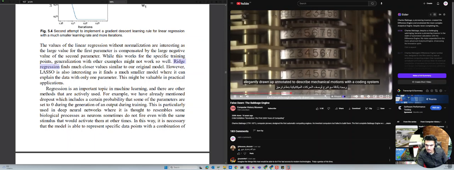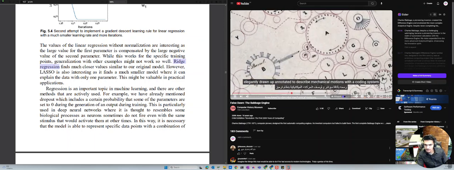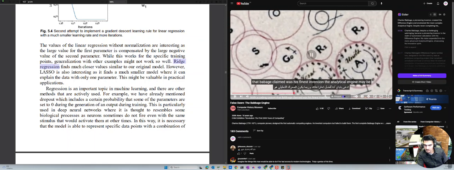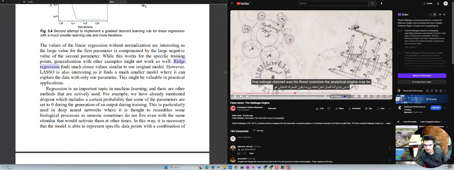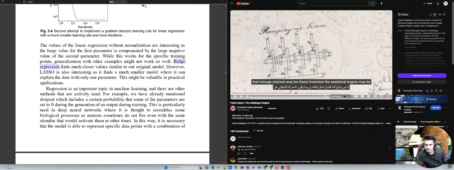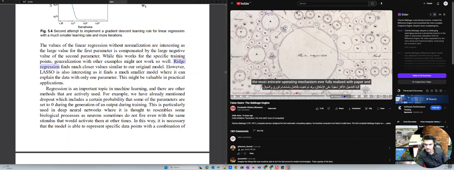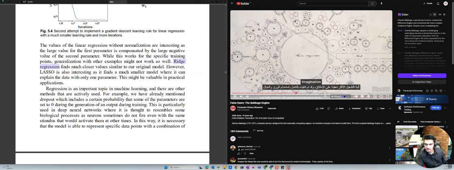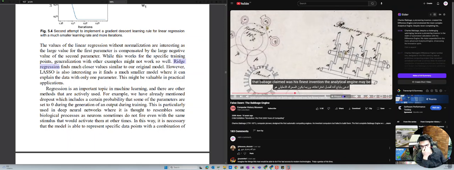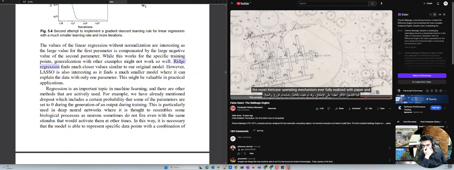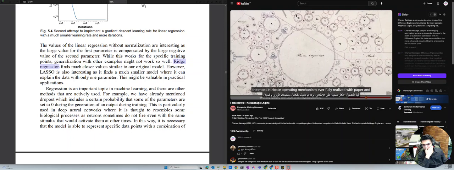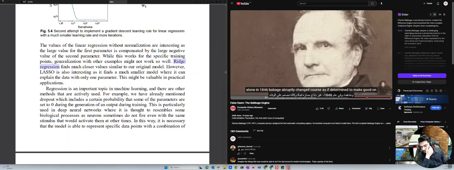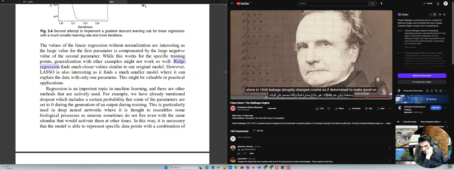Each breakthrough elegantly drawn up, annotated to describe mechanical motions with a coding system that Babbage claimed was his finest invention. The analytical engine may be the most intricate operating mechanism ever fully realized with paper and imagination alone. In 1846, Babbage abruptly changed course.